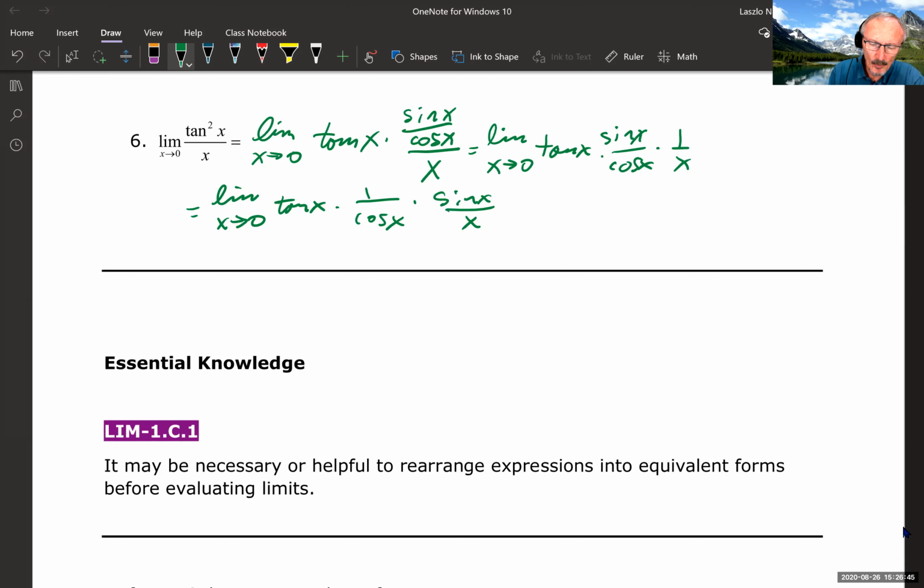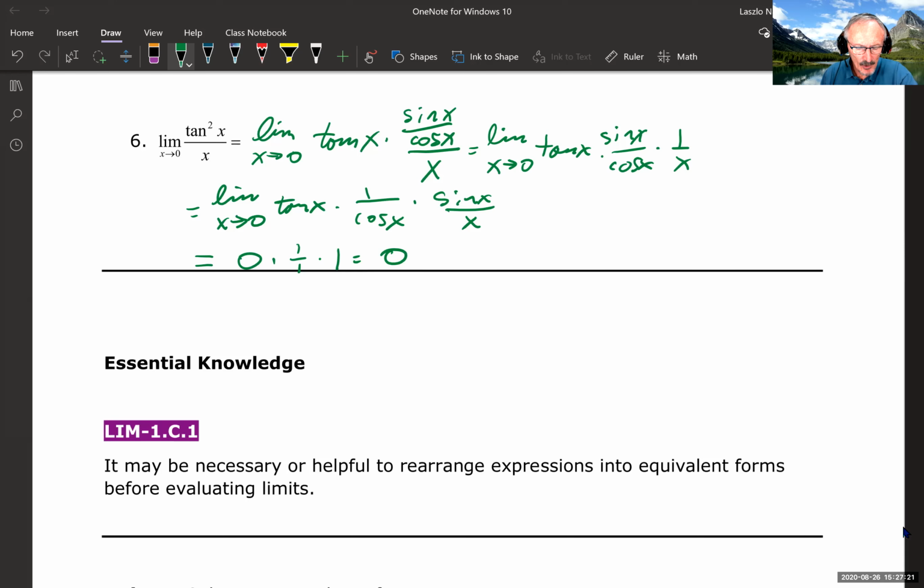Of course, we know that the limit of the tangent of x as x approaches 0 is 0. The limit of 1 over cosine of x as x approaches 0 is 1 over 1. And the limit of the sine of x over x as x approaches 0 is 1, as we learned today. So 0 times 1 times 1 is going to be 0, and we have the end of our journey and a correct answer for what is a relatively challenging limit.